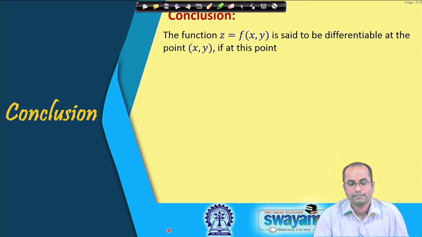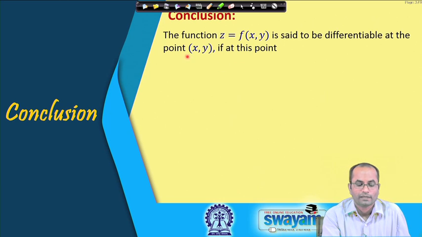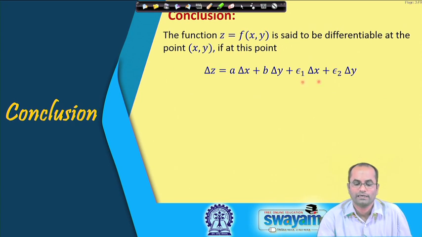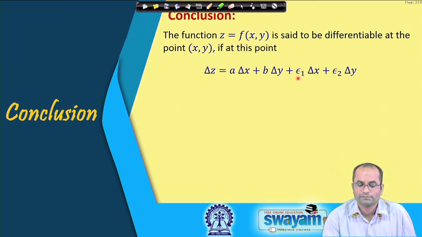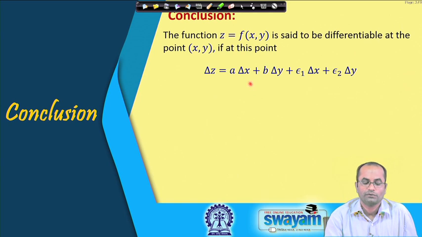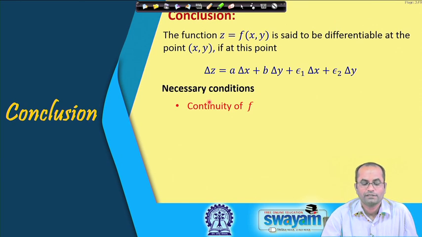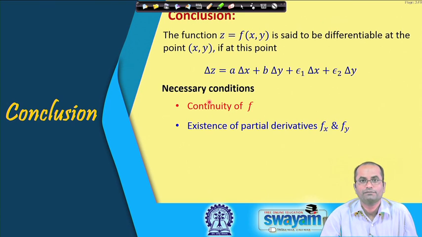We have discussed that this function z is said to be differentiable at the point (x, y) if at this point we can express delta z as a delta x plus b delta y plus epsilon 1 delta x plus epsilon 2 delta y, where epsilon 1 and epsilon 2 go to 0 as delta x and delta y go to 0, and also these numbers a and b are independent of delta x and delta y. The necessary conditions we have studied were the continuity of f, which is necessary for differentiability, and the existence of the partial derivatives f x and f y at that point where we are talking about differentiability.